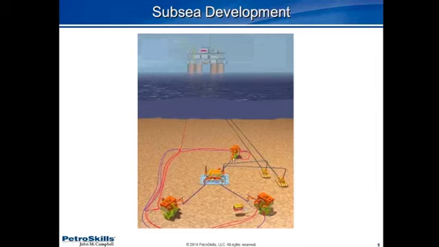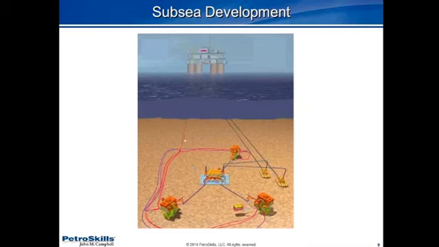The subsea tree, which connects to the reservoir, is the key element of a subsea development, so it controls the flow from the reservoir into the subsea system. We see a manifold, which collects flow from several subsea trees and routes them to the host platform through the flow lines, which we can see attached to the system here.